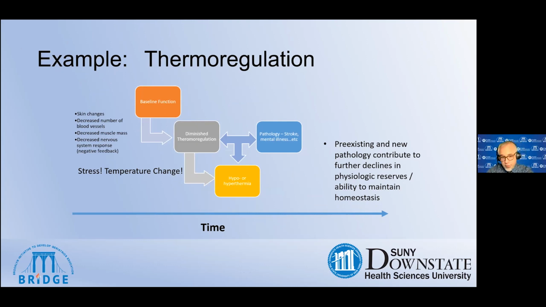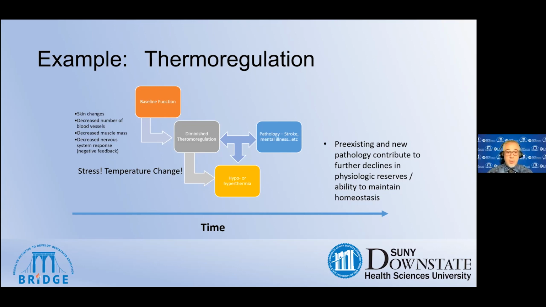So one example of this paradigm would be thermoregulatory capacity, right? We move from a state of baseline function, and we have age-related physiologic changes: skin changes, decreased number of blood vessels, changes to muscle mass, decreased nervous system response. So multi-system physiologic changes that have occurred across the axis of time, which lead to an overall decline in, or change in, thermoregulatory capacity.